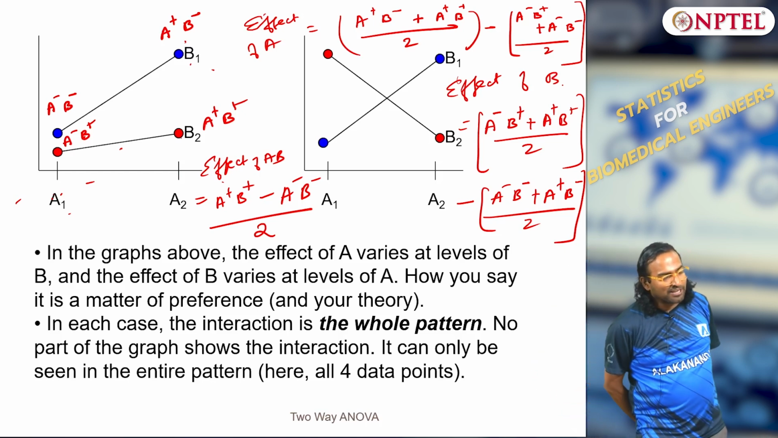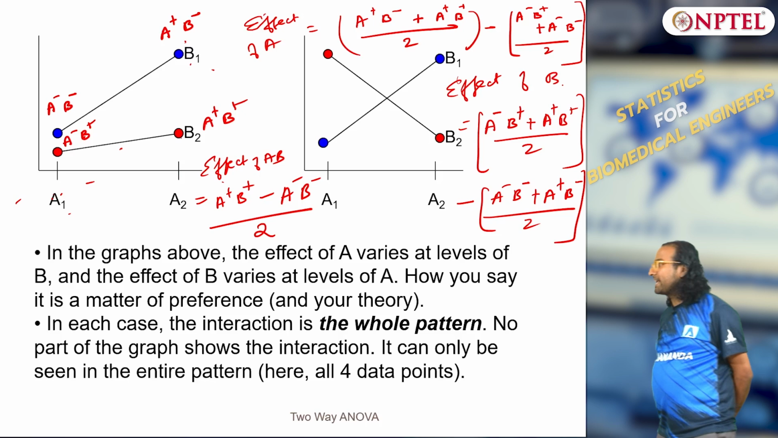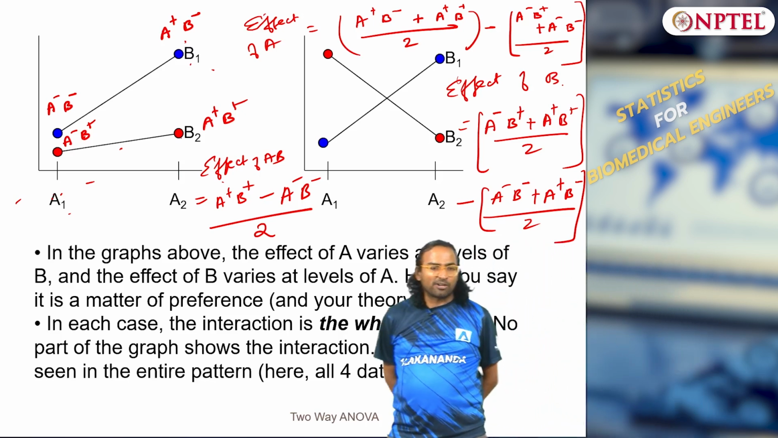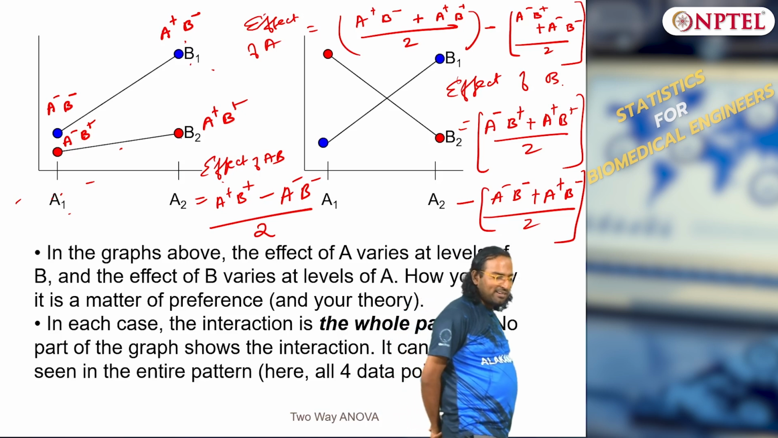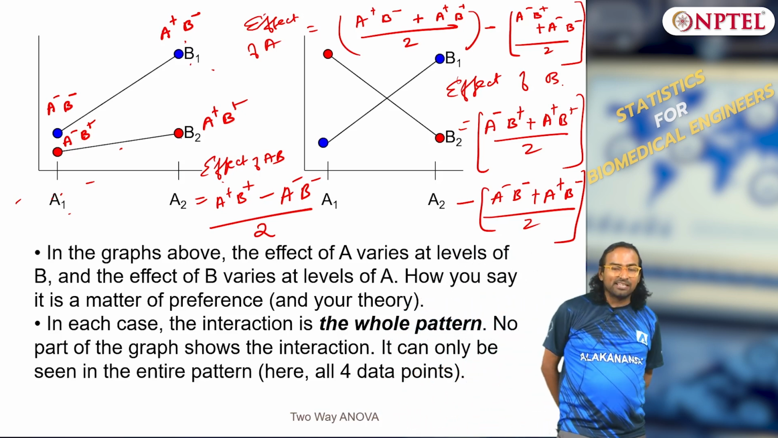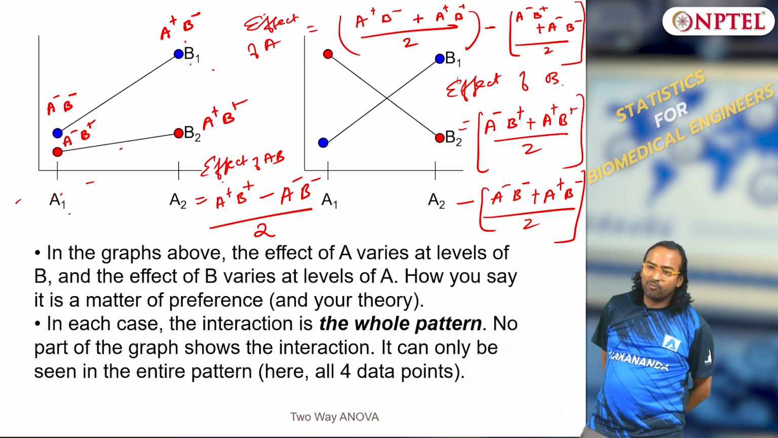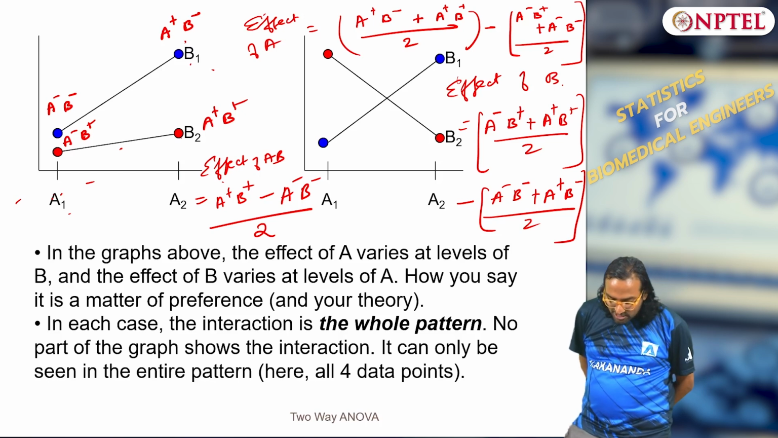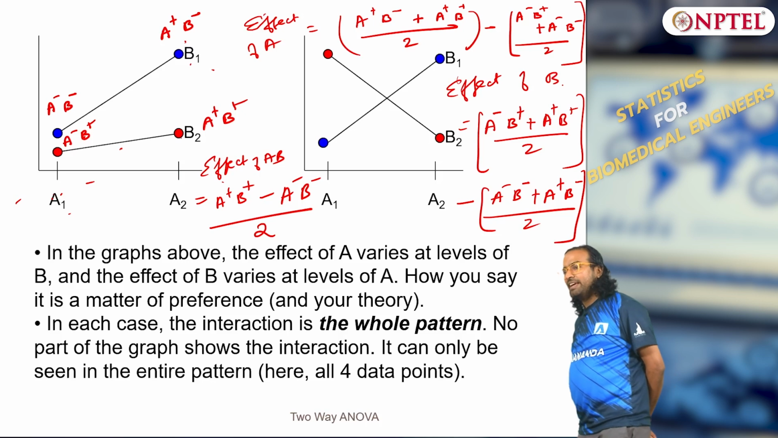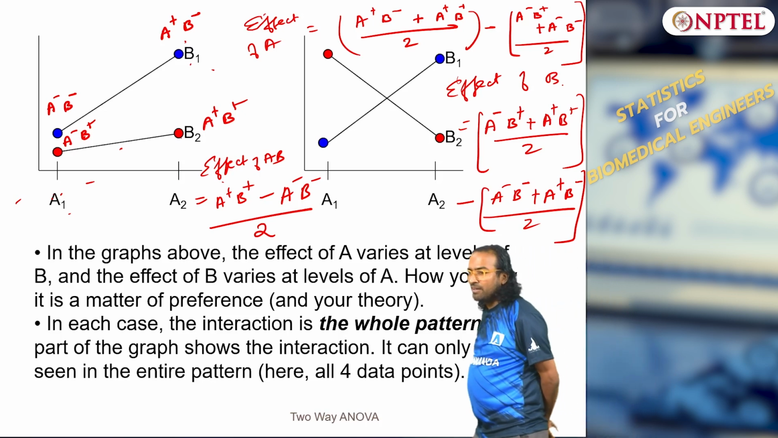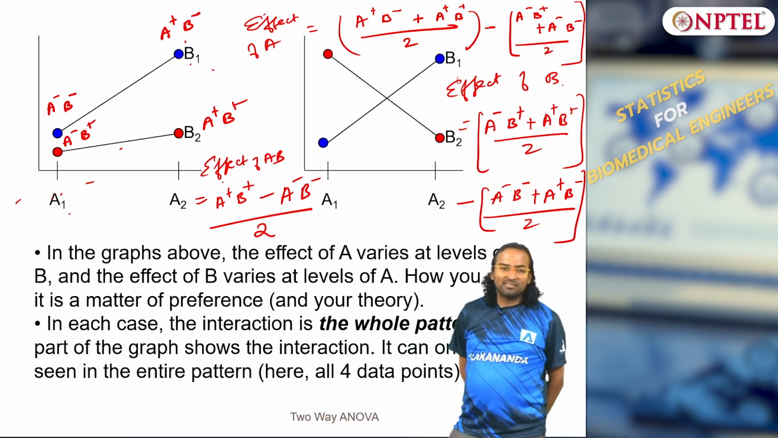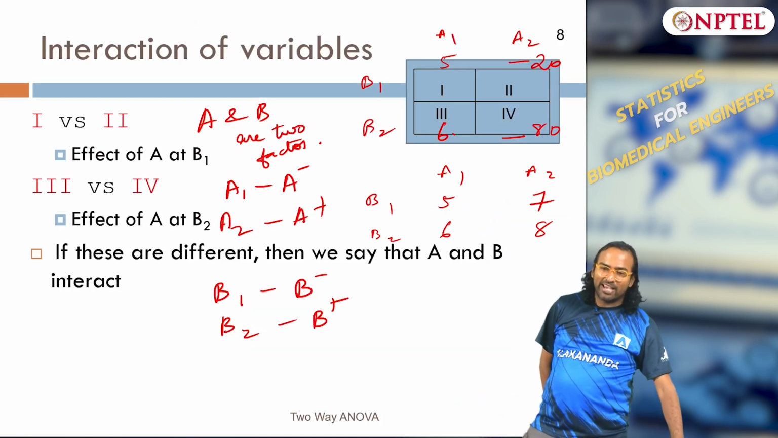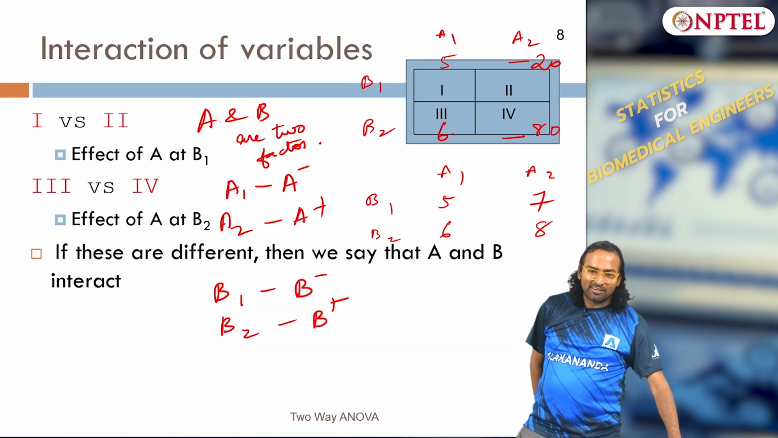What is effect of A, effect of B? Effect of A is A irrespective of B, and effect of B is B irrespective of A, you can average it out. And this is my interaction, A positive, B positive minus A negative, B negative, divided by 2. This is what is interaction. So now looking at the data only, you should be able to say whether there is an interaction or not.